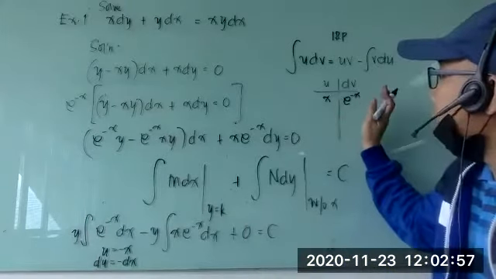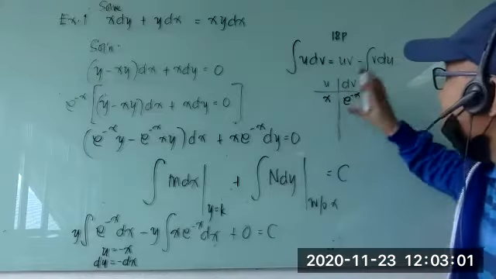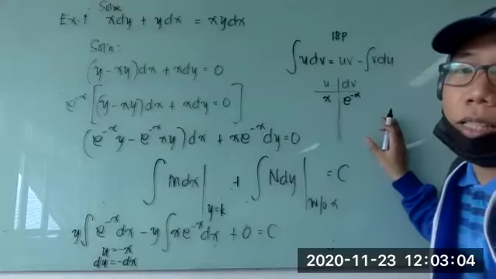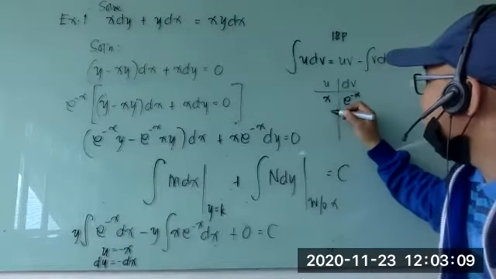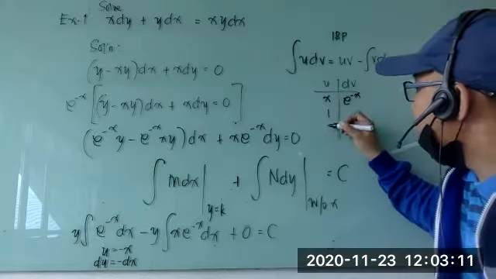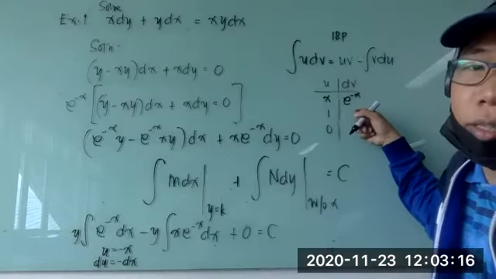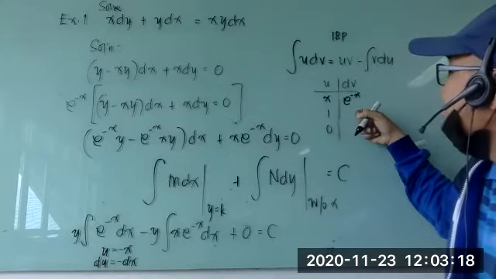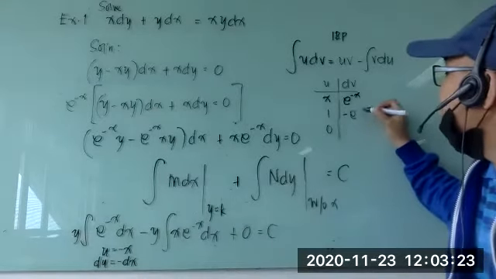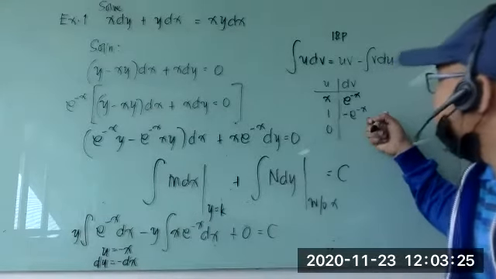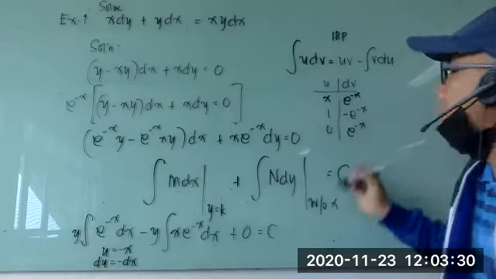On the left part of this table, we differentiate, and on the right part of the table, we integrate. So differentiate until it becomes 0. Differentiate x, 1, differentiate 1, 0. Now we integrate this part. e raised to negative x becomes, with the neutralizing factor, negative e raised to negative x. Integrate again, negative times negative becomes positive e raised to negative x.